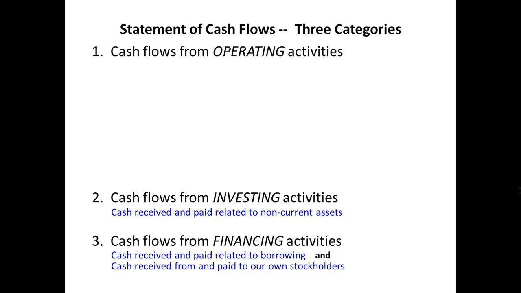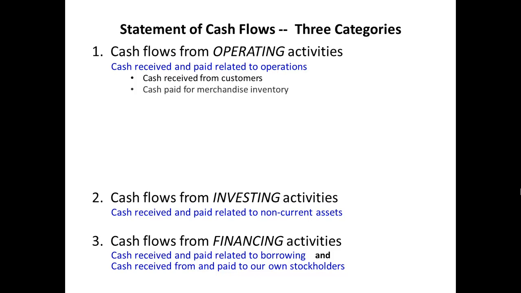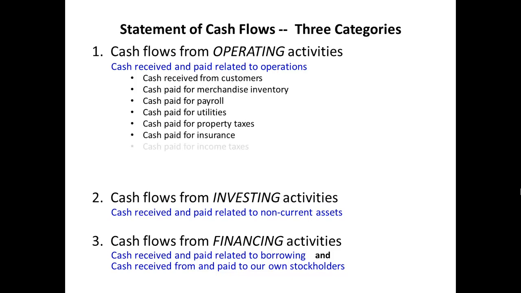Now back to the first category, cash flows from operating activities. This is the catch-all or default section, meaning that if some cash received or paid does not fit into either of the other two categories, it ends up here. But more specifically, cash receipts and payments related to operations will be listed here. Examples include cash received from customers, cash paid for merchandise inventory, cash paid for payroll, cash paid for utilities, cash paid for property taxes, cash paid for insurance, cash paid for income taxes.